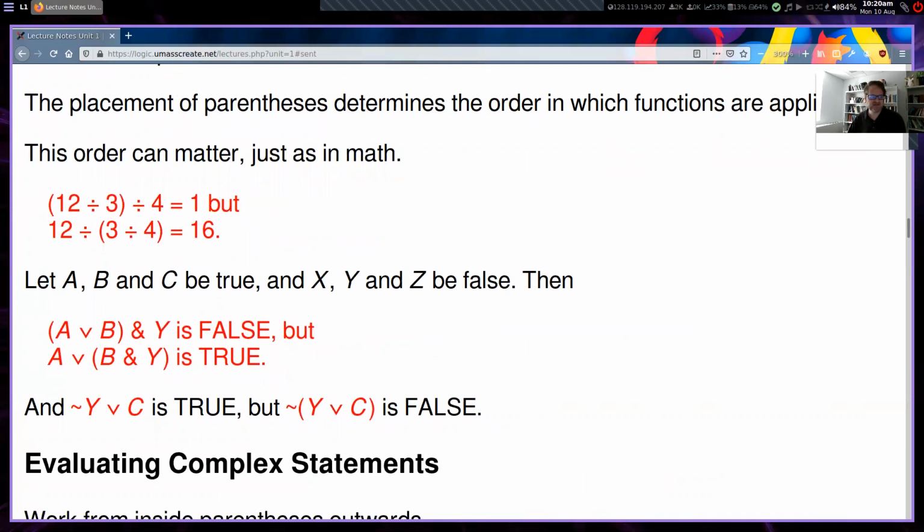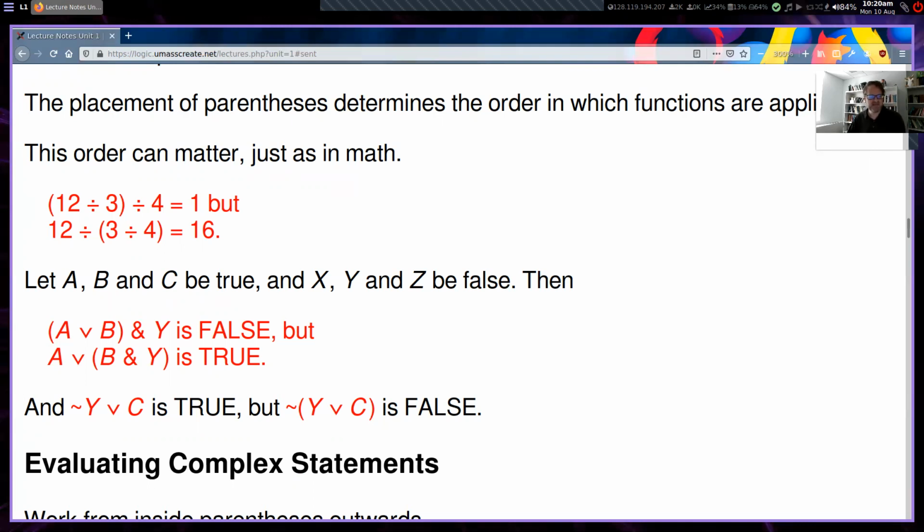If I say, in parentheses, 12 divided by 3, divided by 4, I do the 12 divided by 3 first. 12 divided by 3 is 4. 4 divided by 4 is 1. That's different than if I do 12 divided by, in parentheses, 3 divided by 4. 3 divided by 4 is 3/4. 12 divided by 3/4 is 16. That's a very different result.